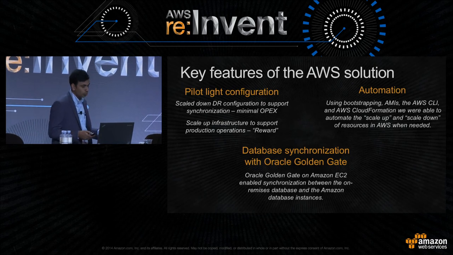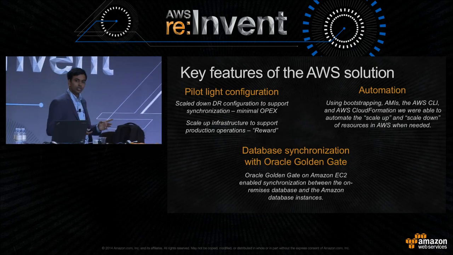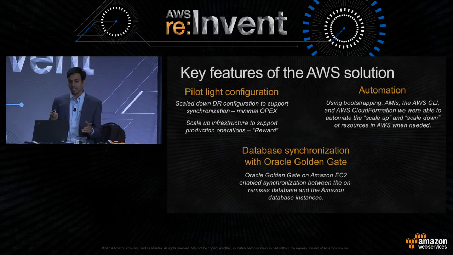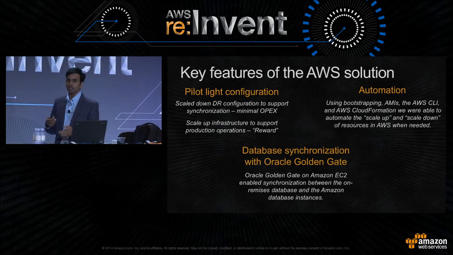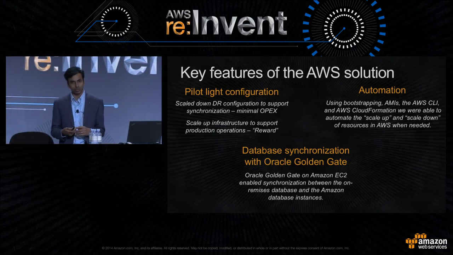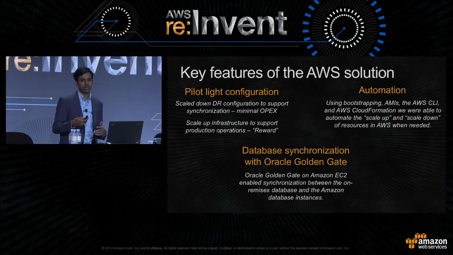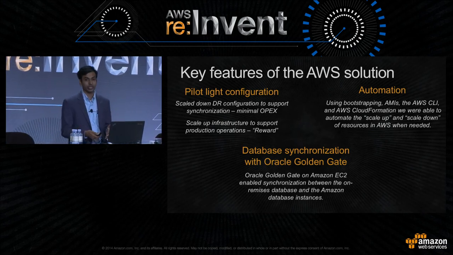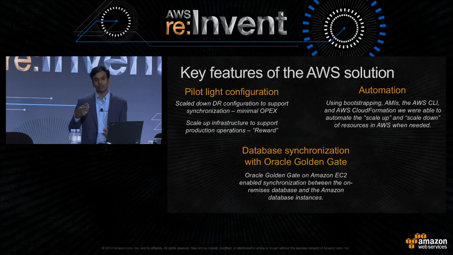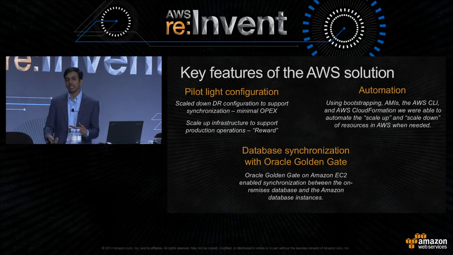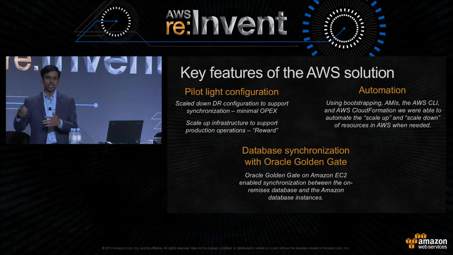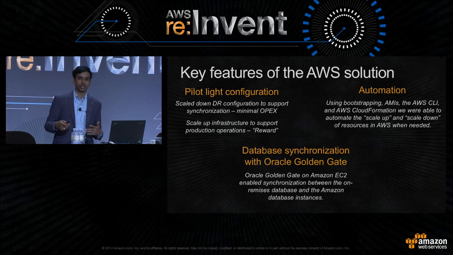In terms of automation, we had to automate a lot of the work that we have done. We have used the CLI heavily to make sure that bootstrapping, wherever required, is done properly. We are also incorporating CloudFormation into the mix so that when we actually hit the disaster scenario, we can bring up additional web tiers and application tiers as required.